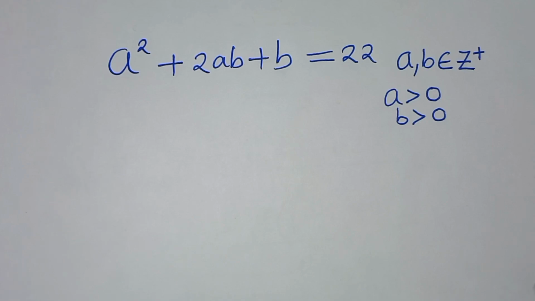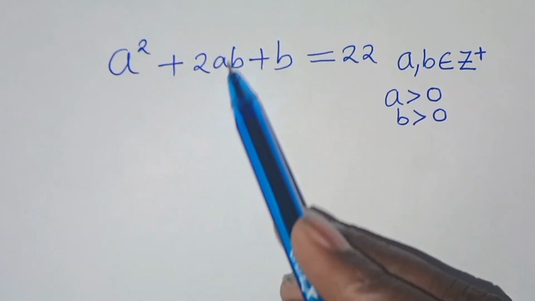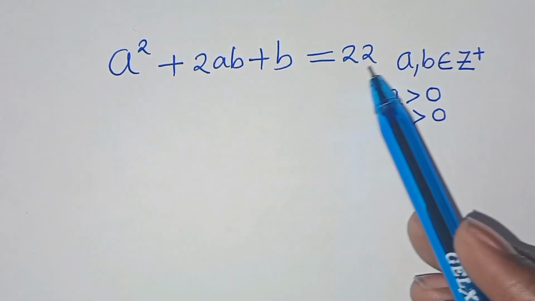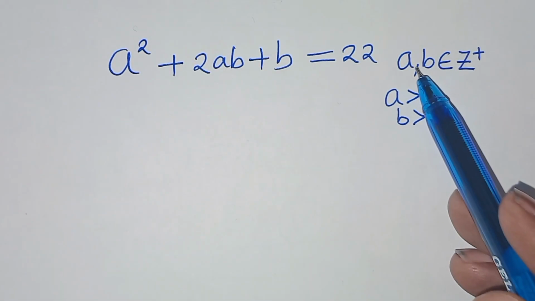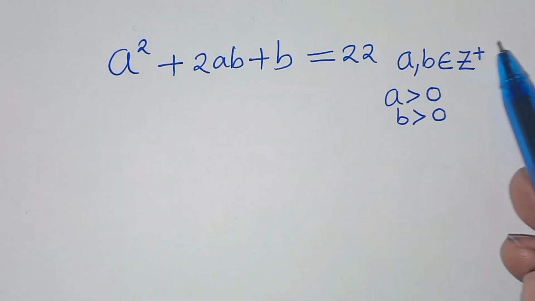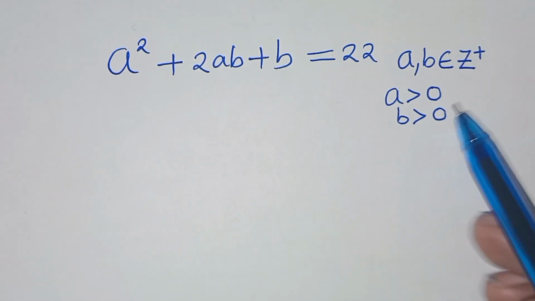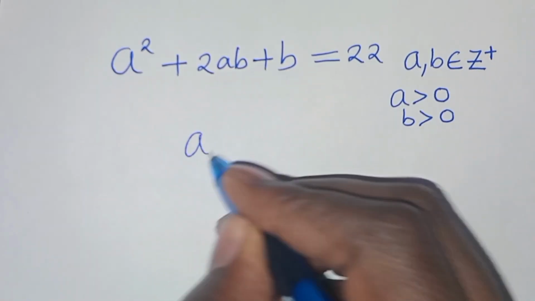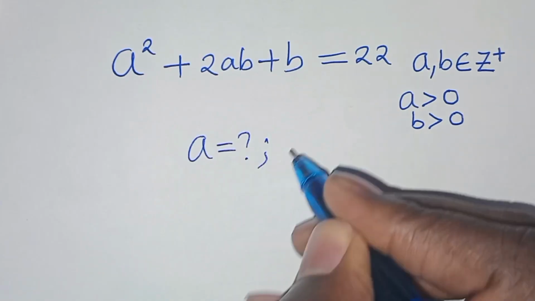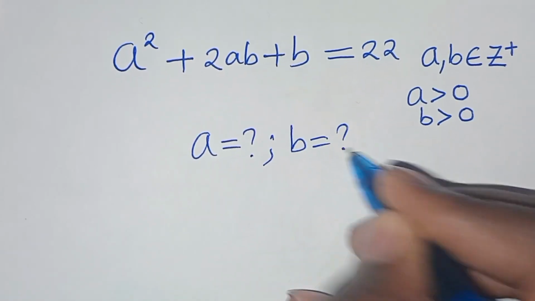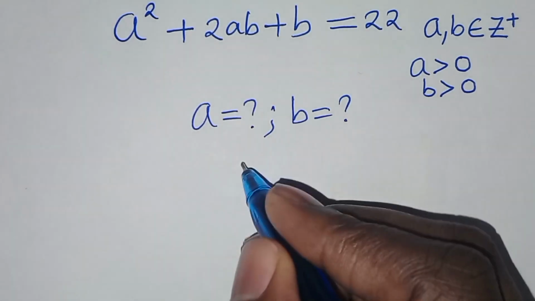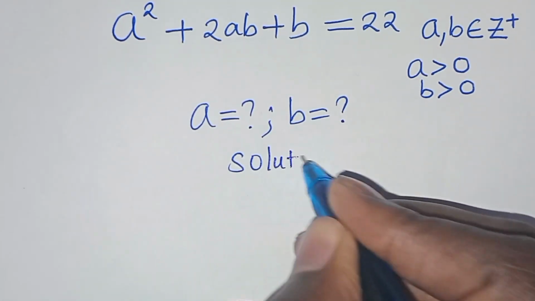Welcome to solve this nice algebra problem: a squared plus 2ab plus b is equal to 22, given that a and b are members of positive integers, so a is greater than 0 and b is greater than 0. So what is the value of a and what is the value of b? Solution from here.